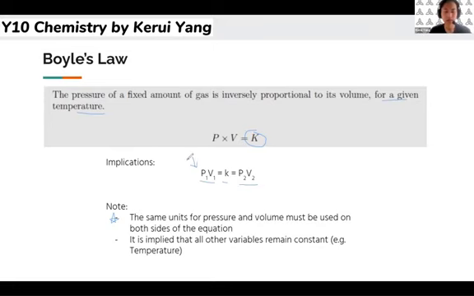This P must be in the same unit as this P2, and this V must be in the same unit as this V2 over here. So if I use liters and kilopascals, I need to use kilopascals, and I will get out liters. Yep, just keep taking notes. So yeah, same units of pressure and volume must be used on both sides of the equation. Okay.